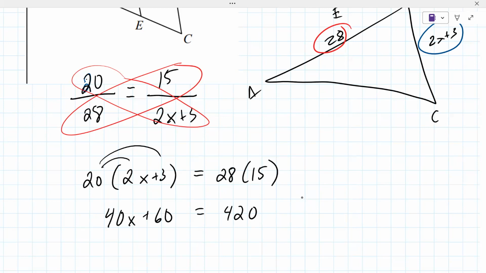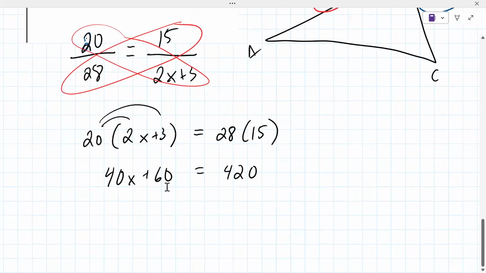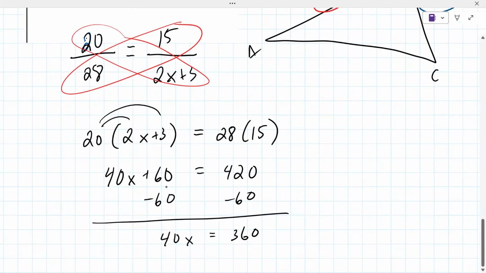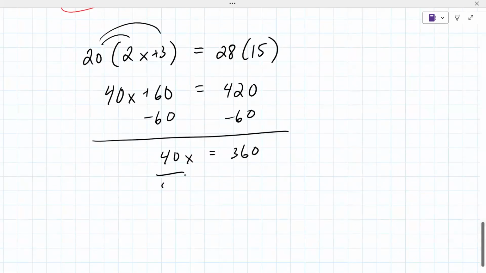And then same thing with the other side. We're going to subtract the 60 from both sides. Okay, so then we divide by 40. So x equals not 99. X.